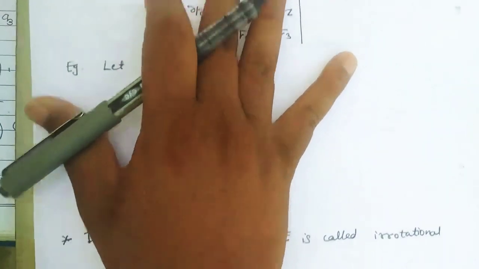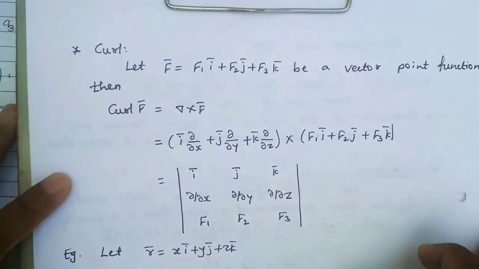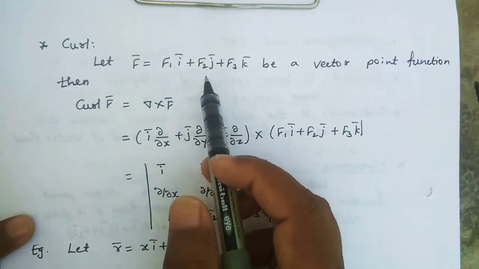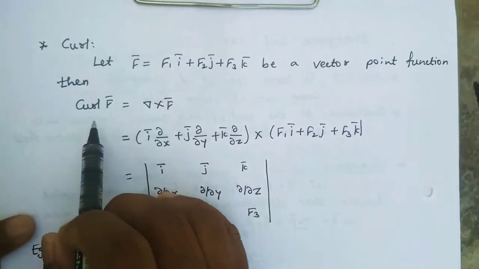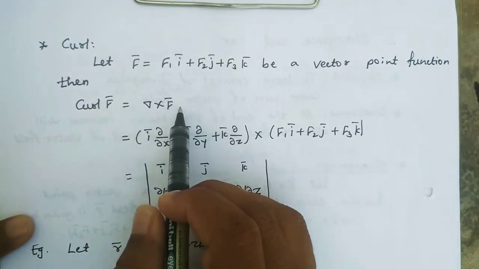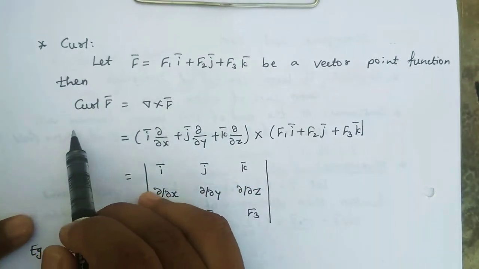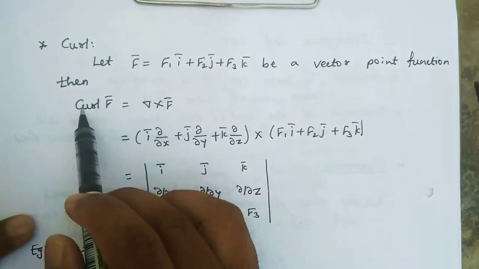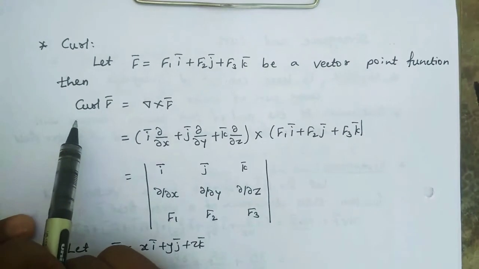Now the next concept, curl. So what is curl? Let f bar is equal to f1 i bar plus f2 j bar plus f3 k bar be a vector point function. Then the curl of f bar is defined as del cross f bar. Curl of f bar means del cross f bar. As we already said, divergence of f bar means del dot f bar, and here curl of f bar means del cross f bar. That dot and cross is very important.